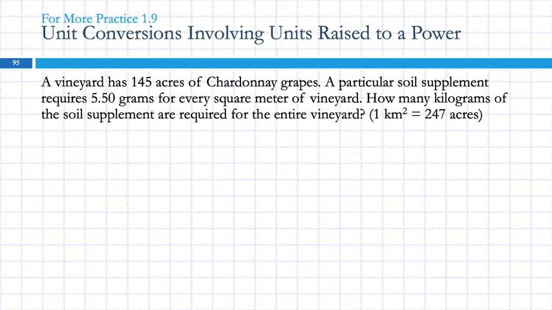Well, we read the whole problem. Now we're going to go back and look for the numbers. And what numbers do they give us? What units? Well, 145 acres. And then this one is all in words, so it's kind of funny, but grams for every square meter. That's grams per square meter. So that was given to us. And what do they want us to find? How many kilograms?